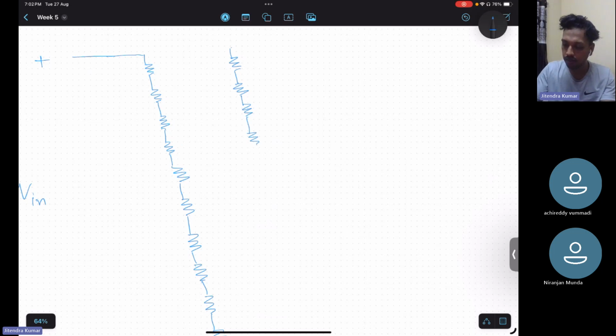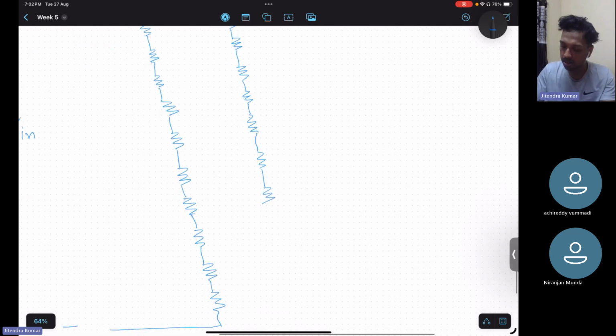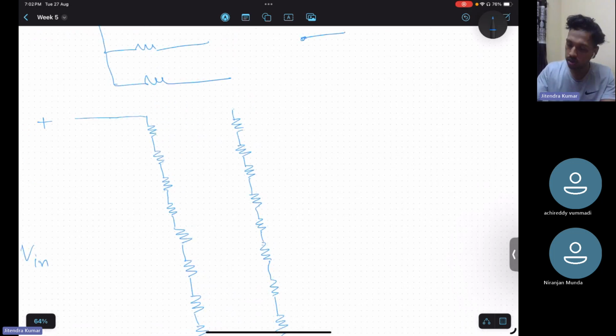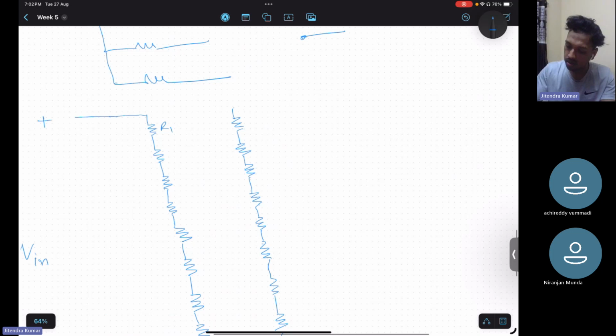3, 4, 5, 6, 7, 8, 9, 10. So on the output side, we have only 10 resistances, and the values of R1 and R2 are such that R2 is equal to R1 by 5. Okay.